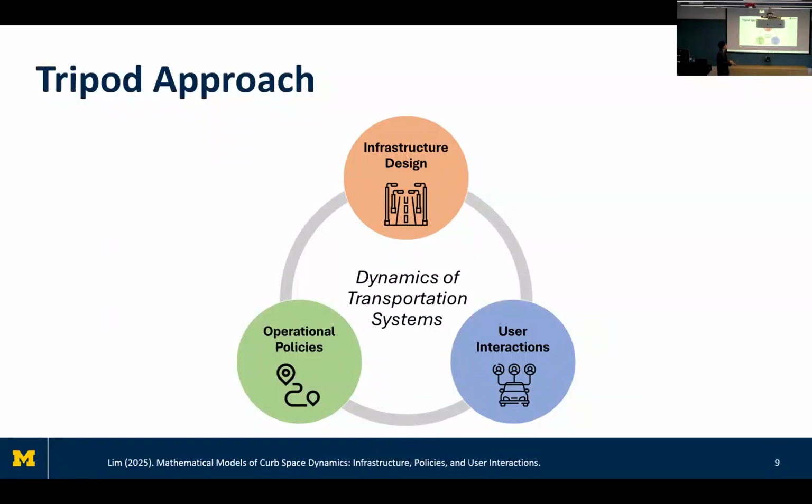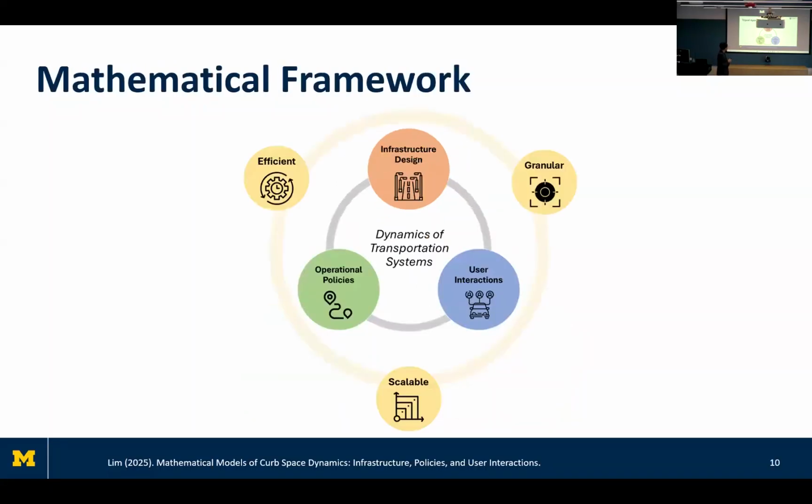Finally, the final part is investigating user interactions. This is a pivotal part of this tripod approach because ultimately, people are the ones who use these mobility and transportation systems, and without understanding them and without informing their behaviors to the model, our models will be essentially useless. It'll be impractical, so we always want to make sure we learn about these user interactions and integrate the critical components into the mathematical models.